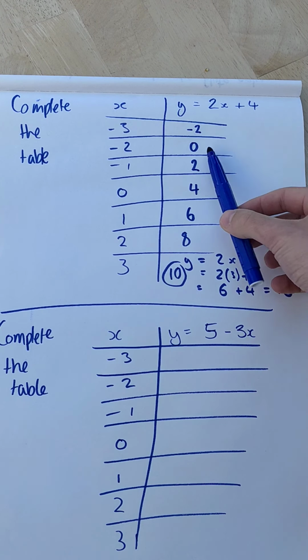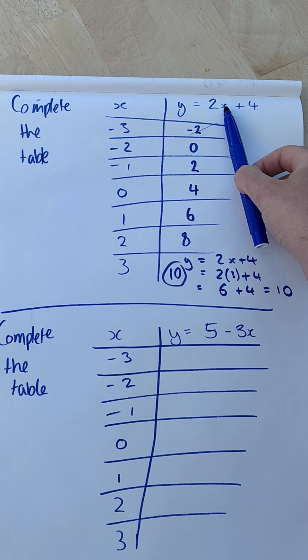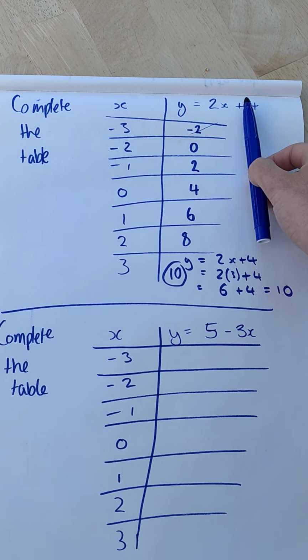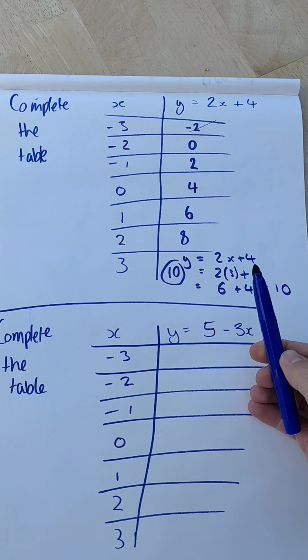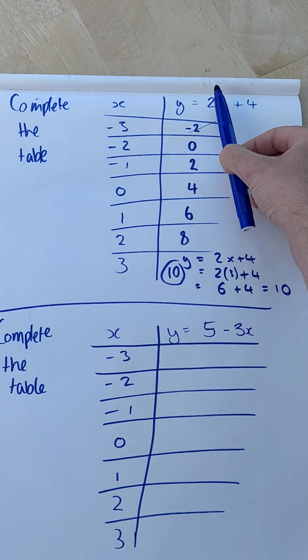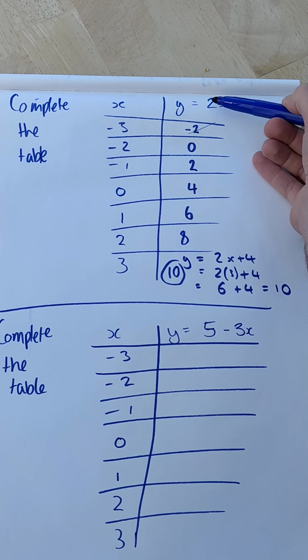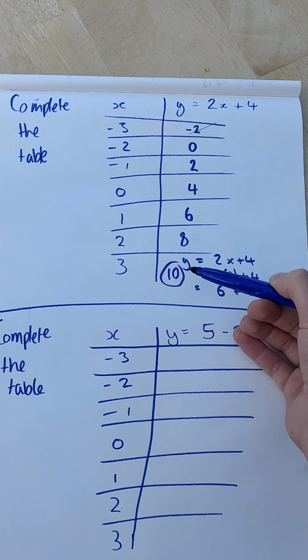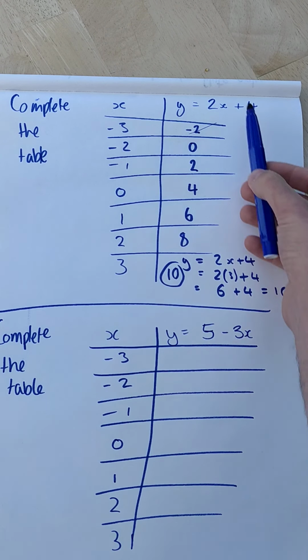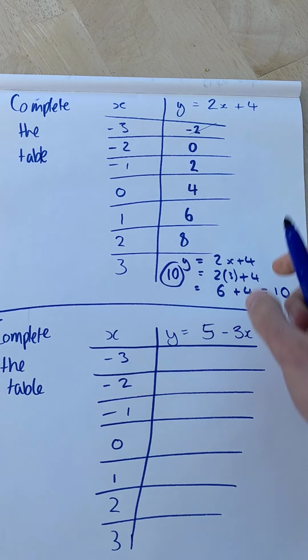You can always check that. If I put negative 2 in here, 2 times negative 2 is negative 4, negative 4 add 4 is just going to be 0. Okay, so what this relates to, and this 2 here is the gradient of a line, and that basically means that you go up 2 every single time. So that number relates to how far up or down you go.